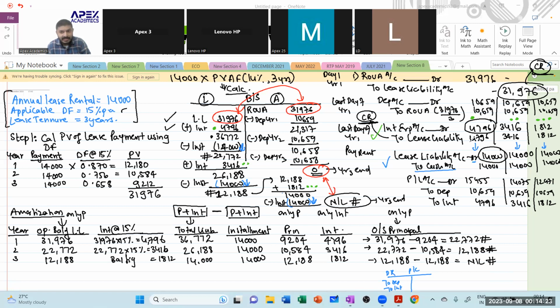Follow the yellow dot. Correct? Every year's depreciation and every year's interest has been transferred. Follow the yellow dot. Yes, 3416, 1812, 10659. Have you understood? Understood, sir. What is the entry? Read the yellow tick mark entry. Profit and loss account debit to depreciation account and interest account.